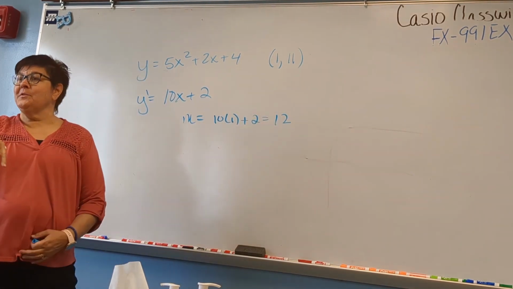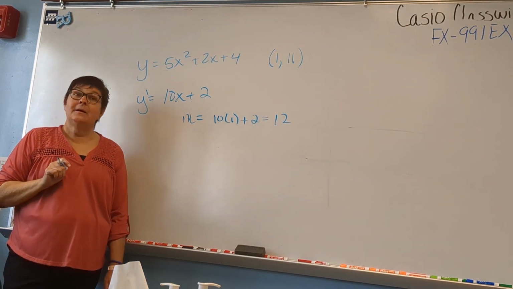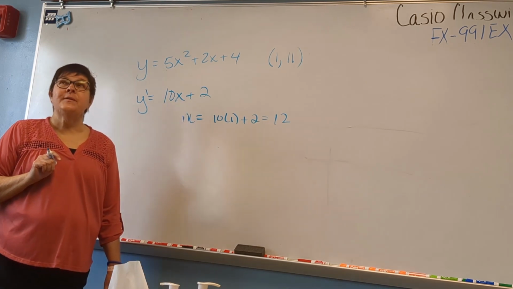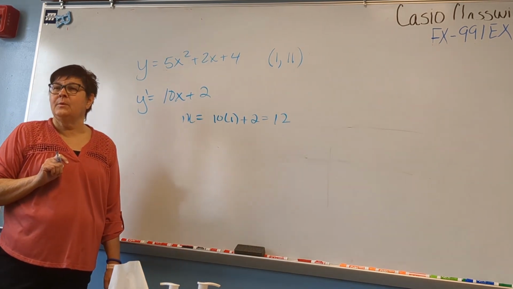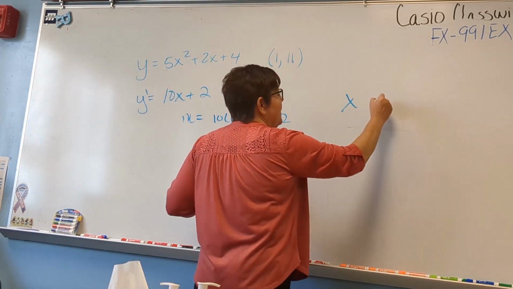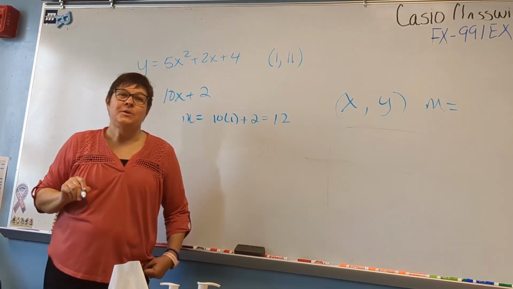Okay, let's go a little further. Can you actually tell me the equation of that tangent line? What do you need in order to find the equation of a tangent line or a line? What do we need? You need an x, a y, and a slope. And then what do you use?